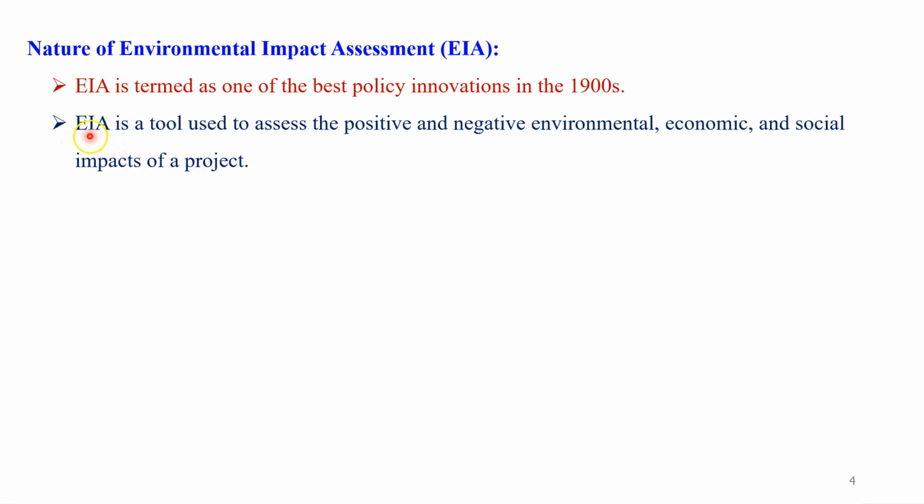Dear student, you know that environment impact assessment is a tool used to assess the positive and the negative environmental, economic and social impacts of a project. This is very important, because when we are going to start a new project, development alone is not enough; simultaneously there should not be any negative impact on the environment, economy and the social life of the human beings living near that project.